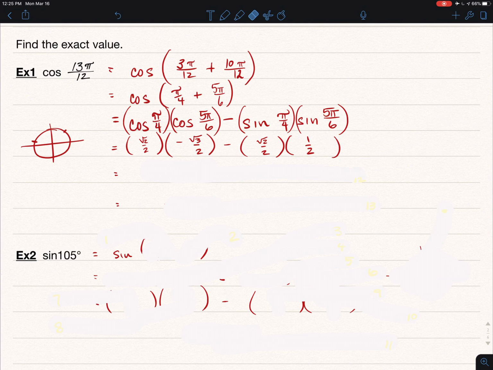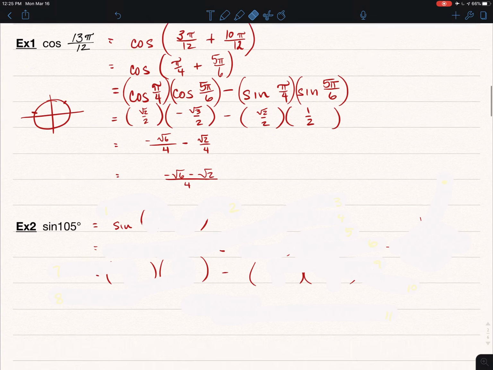So now let's just go ahead and multiply. We know that order of ops says multiplying comes before subtraction. And when you multiply fractions, you multiply the tops, you multiply the bottoms. So if we multiply the tops and we multiply the bottoms, we're going to get negative root 6 over 4 minus the square root of 2 over 4. These are already common denominators, so I'm just going to take these and rewrite them with that common denominator. And this is the exact value for the cosine of 13 pi over 12.